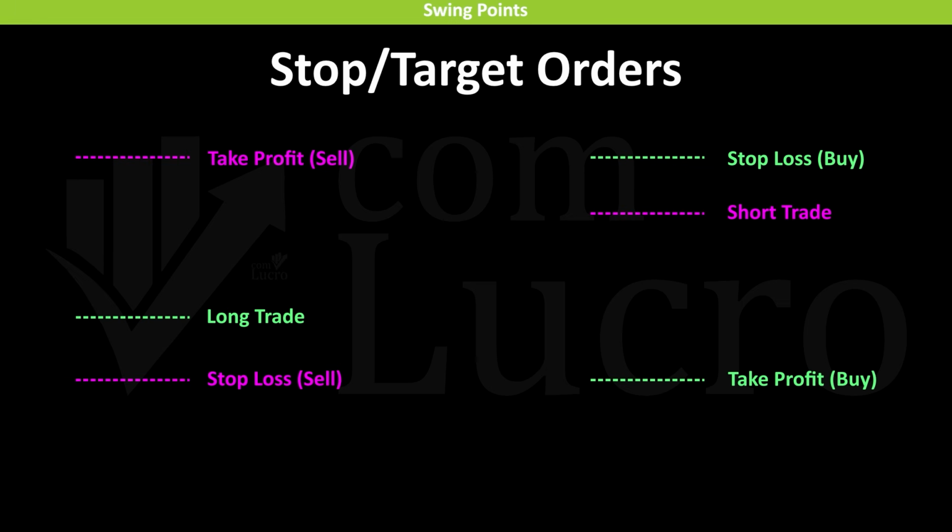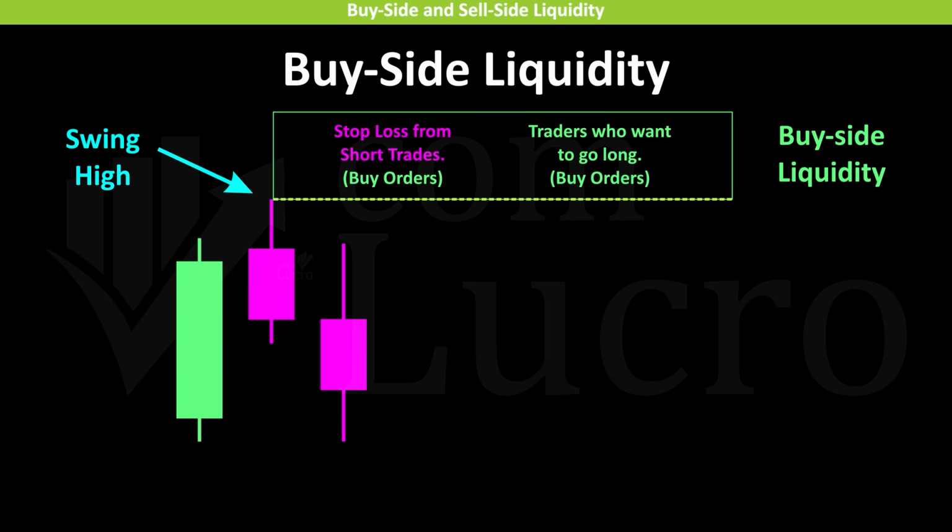This relationship between order flow and trade direction leads directly to the concepts of buy-side liquidity and sell-side liquidity. Above a swing high, there is a large concentration of buy stop orders. These orders come from traders who are short and must buy to exit their positions, as well as from traders who want to enter long positions if price moves above the high. In ICT terms, this area is defined as buy-side liquidity.